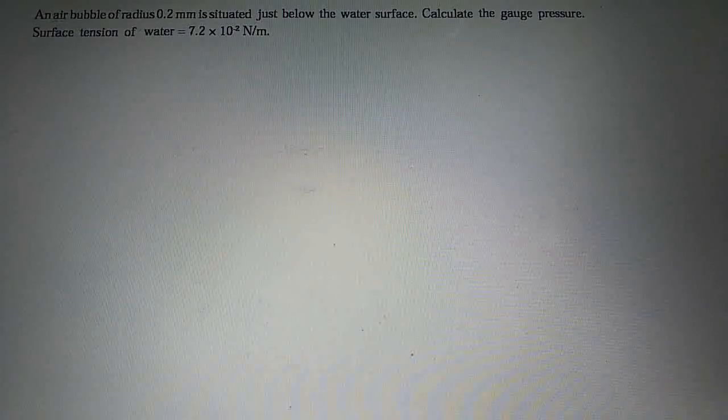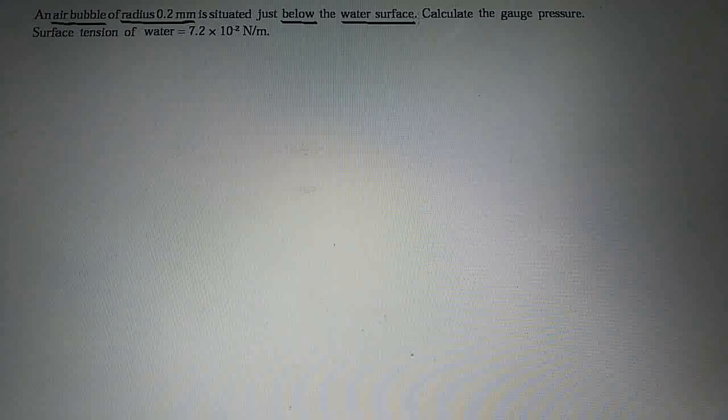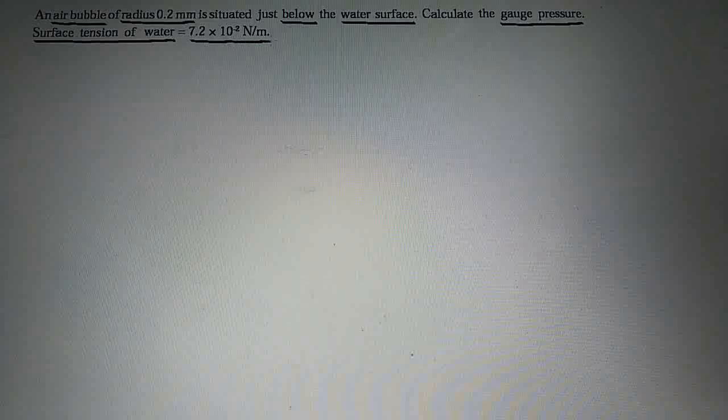The question is, an air bubble of radius 0.2 mm is situated just below the water surface. Calculate the gauge pressure. The surface tension of water is equal to 7.2 into 10 raised to minus 2 Newton per meter.